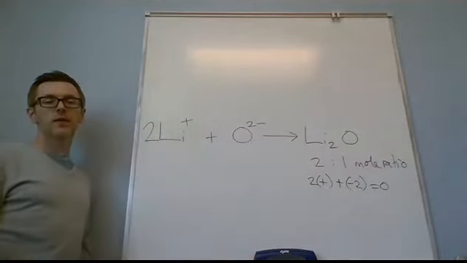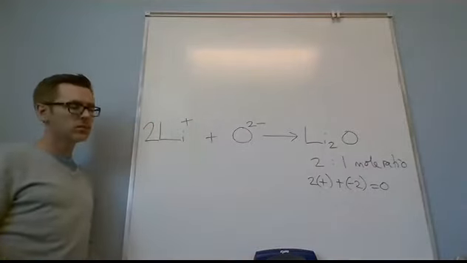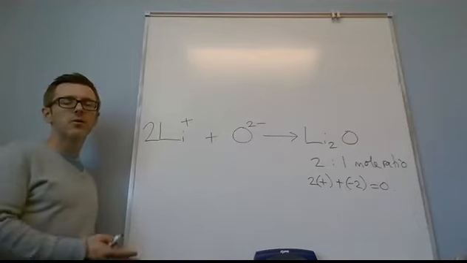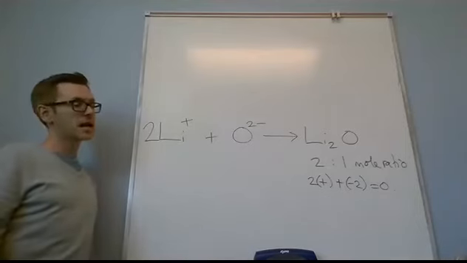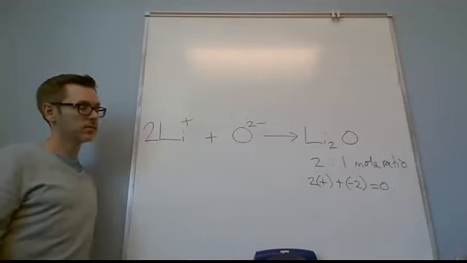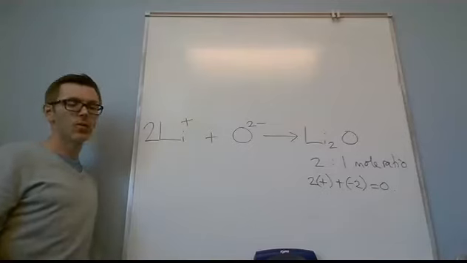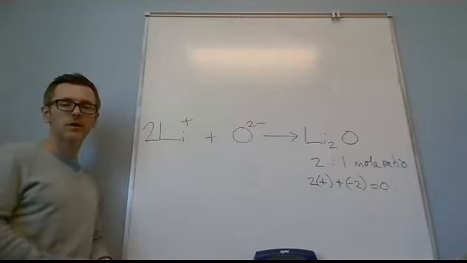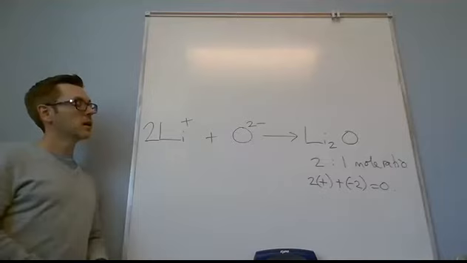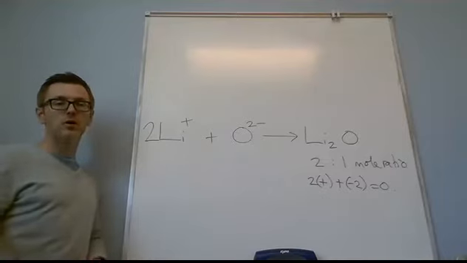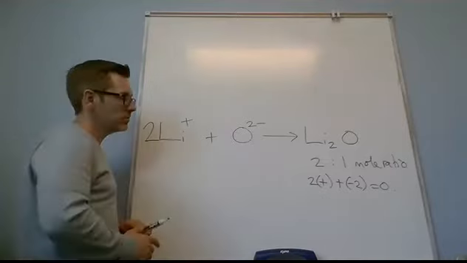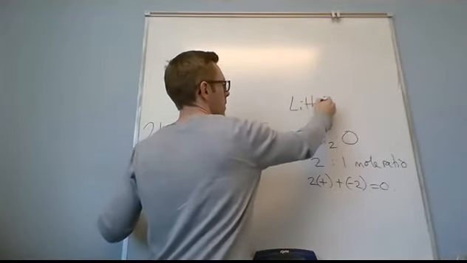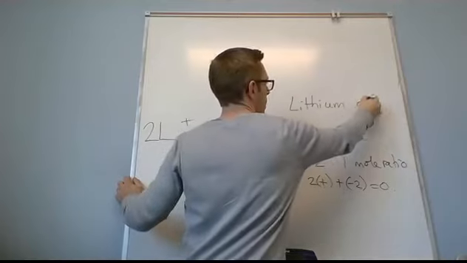Once again, the material is neutral overall because the sum of all the cationic charges equals and cancels the sum of all the anionic charges. So lithium forms a 1-to-1 mole ratio with fluorine. Lithium exists in a 2-to-1 mole ratio with oxygen. This chemical is called lithium oxide.